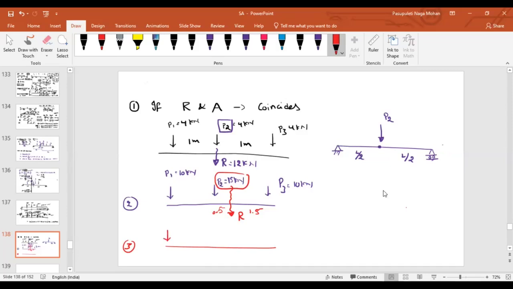Yes, sir. Let me change something. P1 equal to 10 kilonewton, in the second case P2 is equal to 5 kilonewton, and in the third case P3 is equal to 20 kilonewton. And again the resultant is falling somewhere here. Again the distances are 0.5 and 1.5. What is the adjacent load that we have to consider in this case?